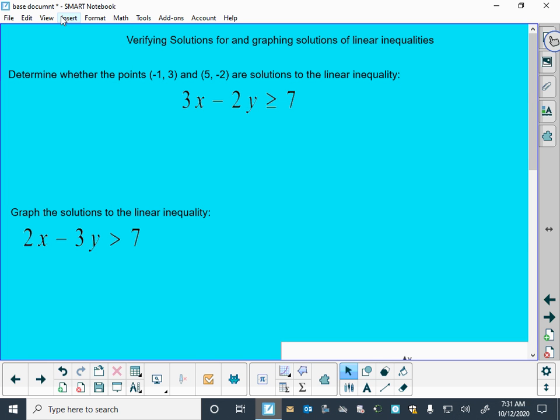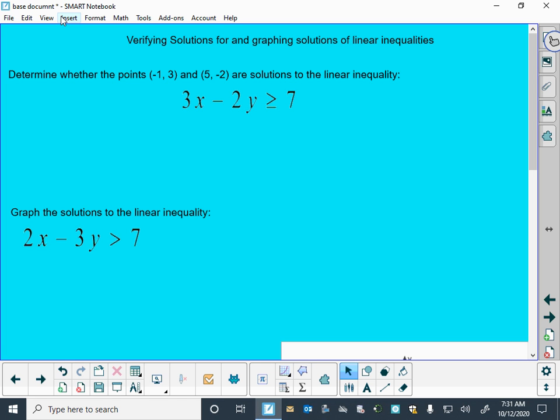All right, we are going to take a look at linear inequalities here for just a little bit. First problem that we're going to do is verify whether or not a couple of points are solutions to a given inequality. Inequalities could be written in a number of different ways. It could look more like a slope-intercept form. These don't quite look like slope-intercept form the way that they're written.